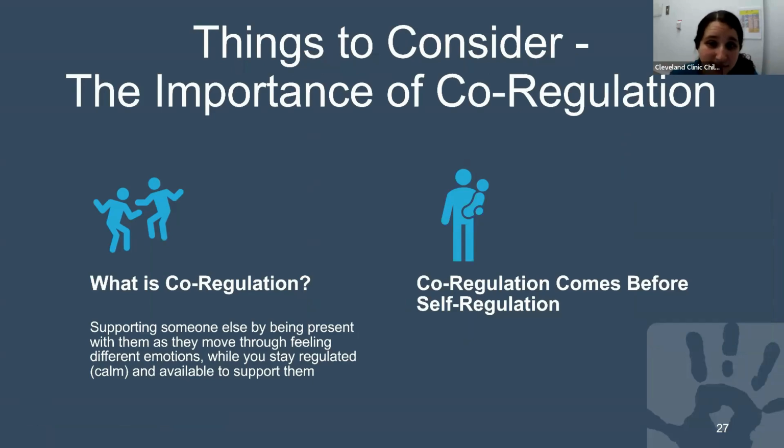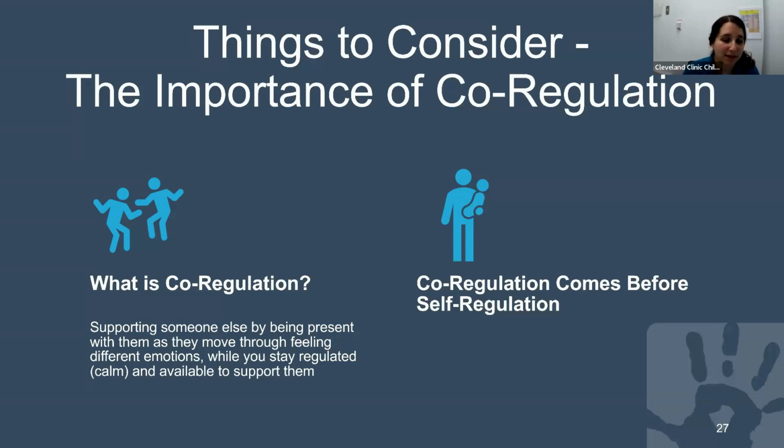Other things to consider is the importance of co-regulation. So co-regulation is someone supporting someone else. So often maybe it's an adult supporting their child by being present with their child as their child moves through different feelings and emotions. And the adult trying to stay calm and be available to support them. Maybe it also involves the adult modeling how they regulate.